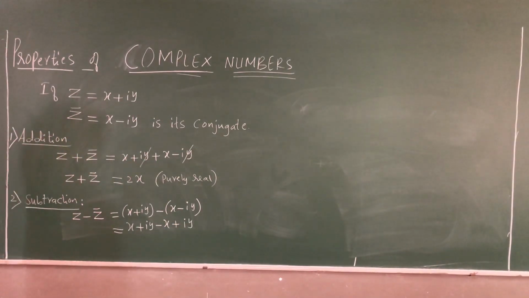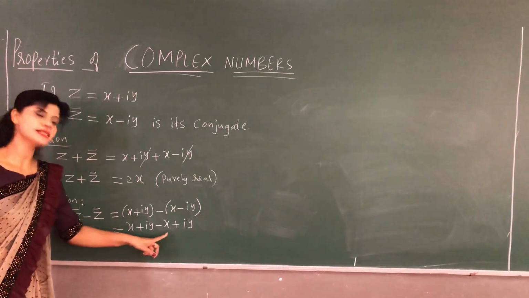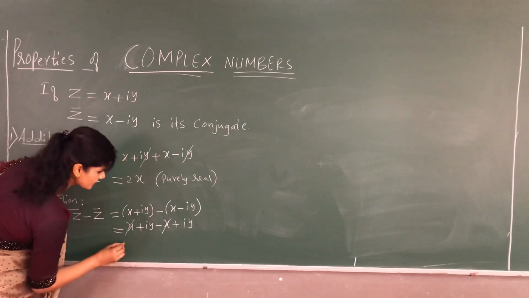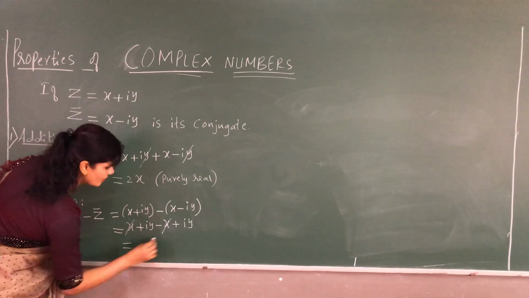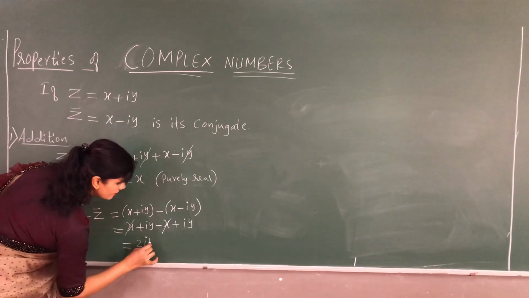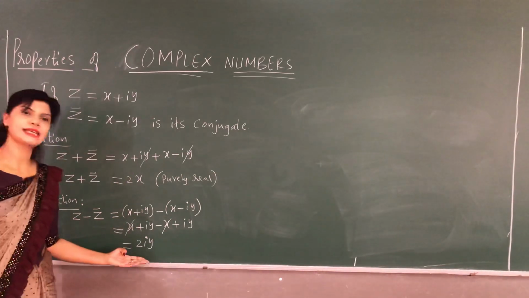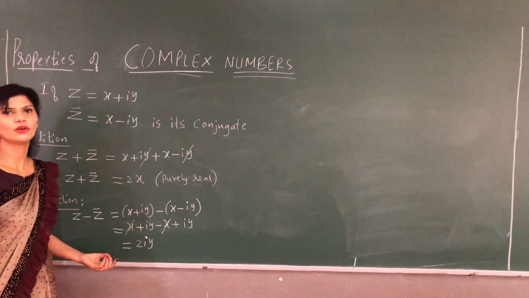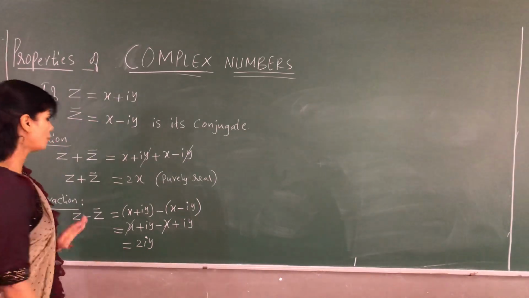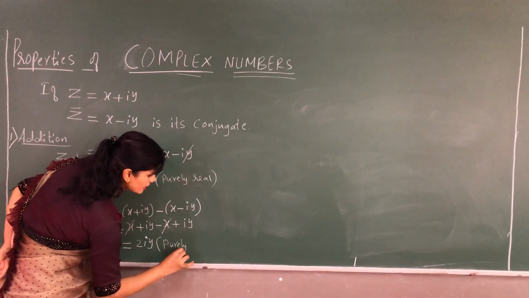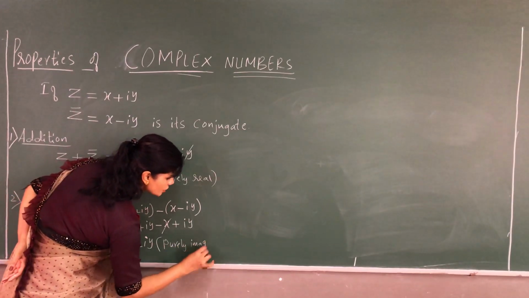Okay, students, in this case what you see is x cancels with minus x, children. 1 iy plus 1 iy is 2 iy. So, in this case what you see is real part is missing. So, this answer will be known as purely imaginary.